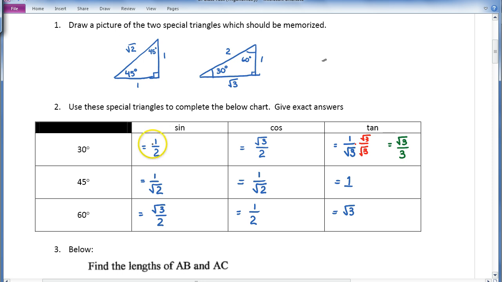So you might observe that the sine of 30 degrees is the same as the cos of 60 degrees. And the cos of 30 degrees is the same as the sine of 60 degrees. All sorts of little patterns to observe, and you always want to ask yourself, why are these patterns occurring?